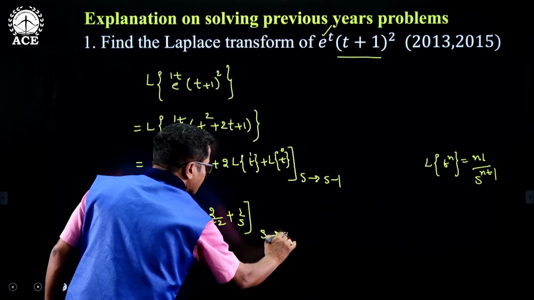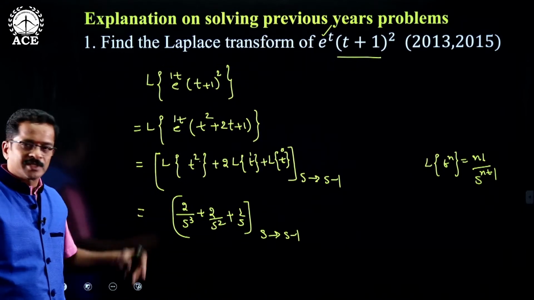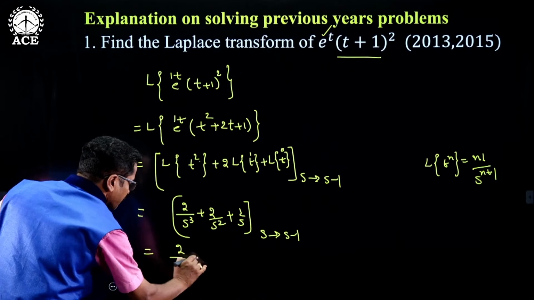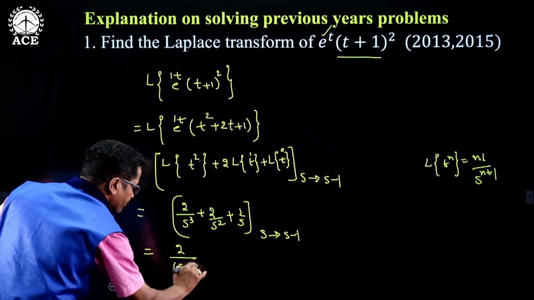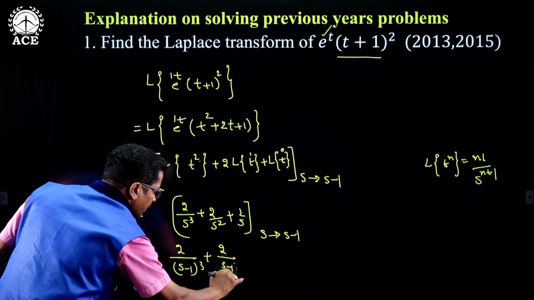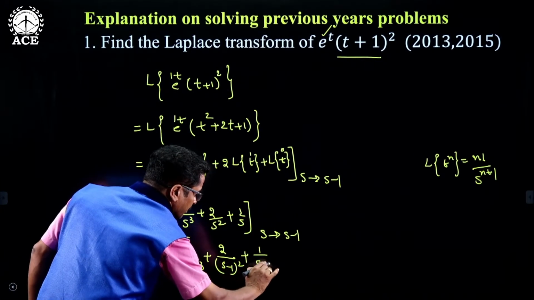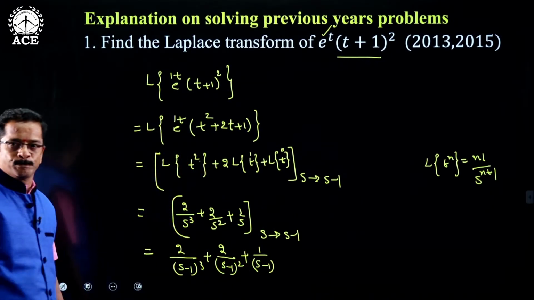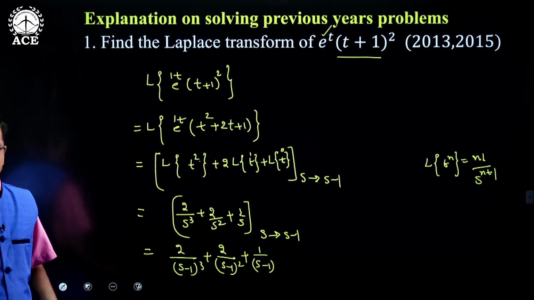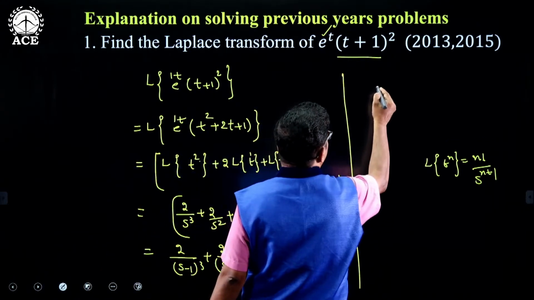Where s is shifted to s minus 1. Right. Now shift s to s minus 1 in this, which is equal to 2 by s minus 1 whole cube plus 2 by s minus 1 whole square plus 1 by s minus 1. Okay, I shifted s to s minus 1 as per the first shifting theorem. Right? Now you simplify this.